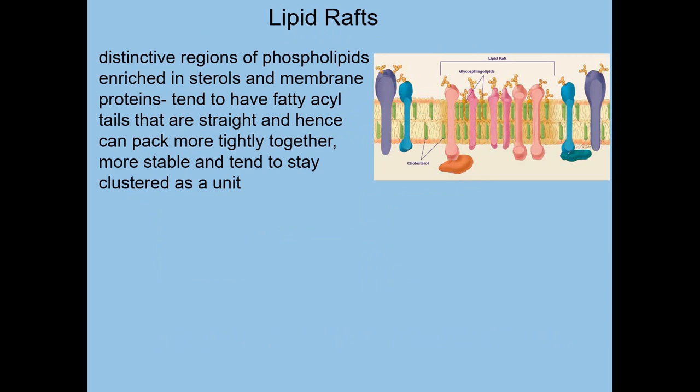Phospholipids and sterols can move laterally within their leaflet with ease, but there are certain membrane domains called lipid rafts that are distinctive regions of phospholipids enriched with sterols and membrane proteins. The lipids of a lipid raft tend to have fatty acid tails that are straight, that are hence saturated, and can pack more tightly together. They are thus more stable and tend to stay clustered as a unit, which is called a raft.